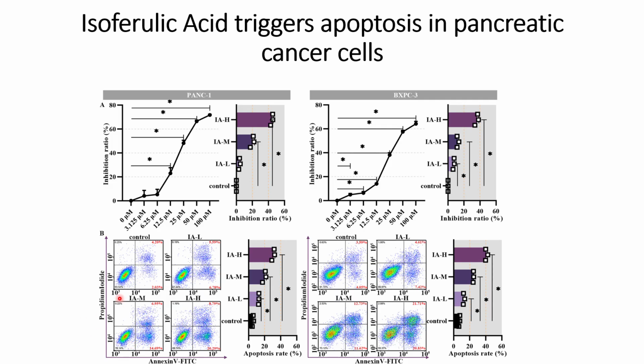This is not the Comet assay, this is the assay to check the dead cells using propidium iodide and annexin 5. So when the cells are dead, the annexin 5 can penetrate inside the cells. That's why we see annexin 5 positive cells.